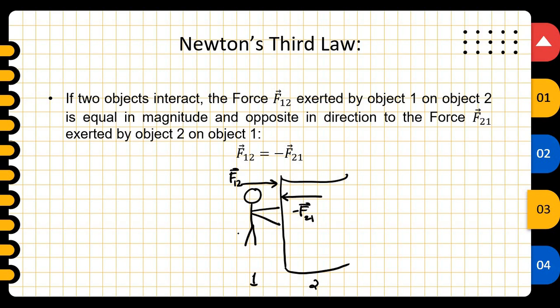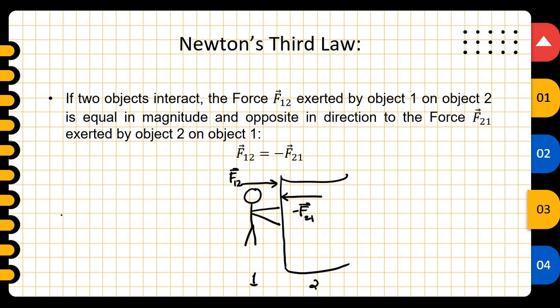So in order for the man to actually move the pole, the man needs to exert a greater amount of force on the pole, or vice versa. If the pole wanted to move the man, then the pole should exert a greater magnitude of force on the man. All right, but it's quite impossible to do that.